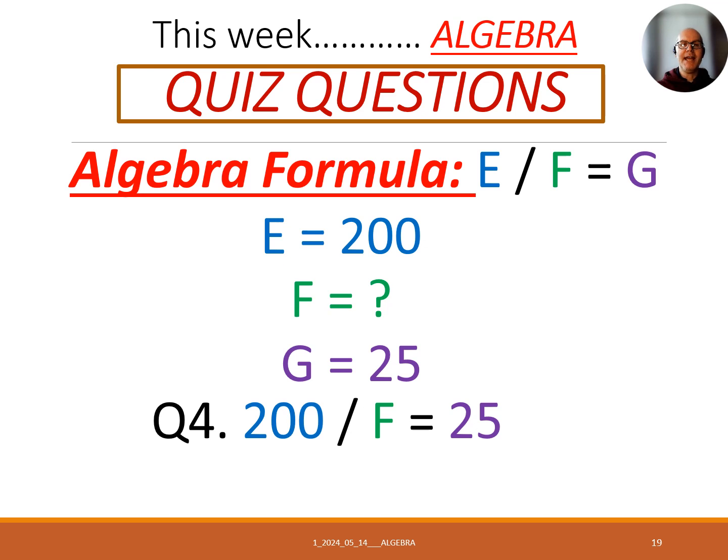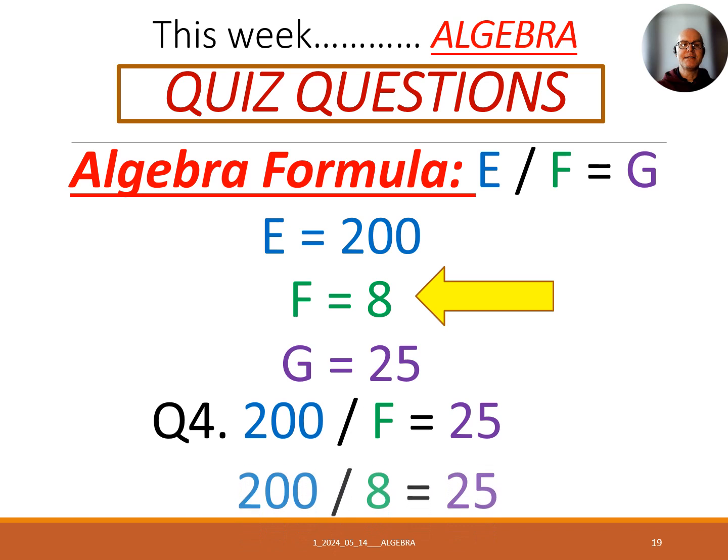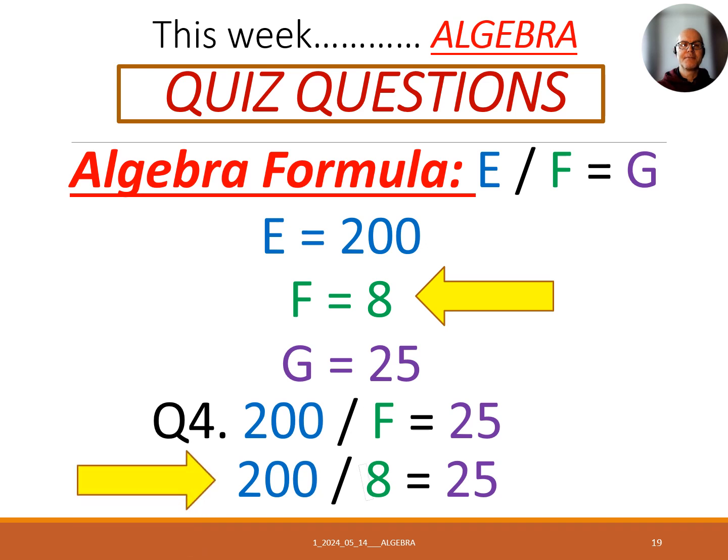200 divided by F equals 25. So 200 divided by what number equals 25? So that formula is true when F equals 8. 200 divided by 8 equals 25. F equals 8.